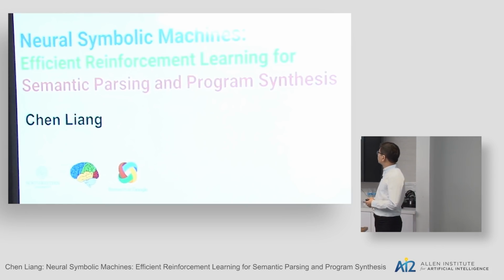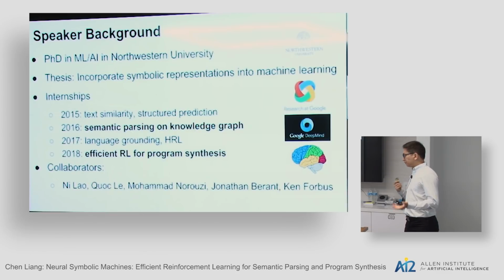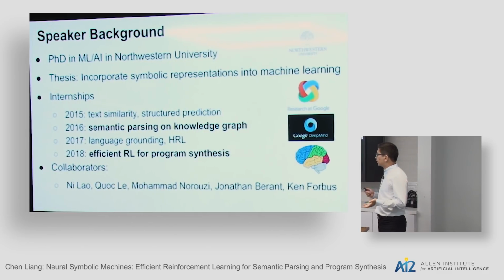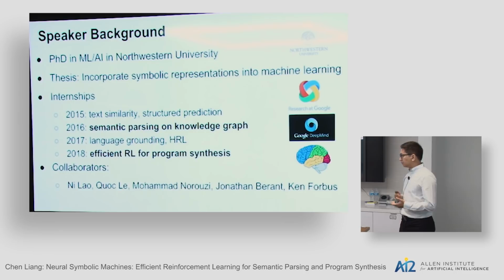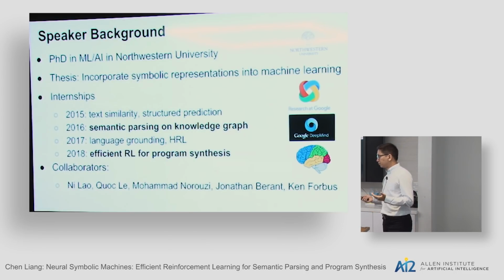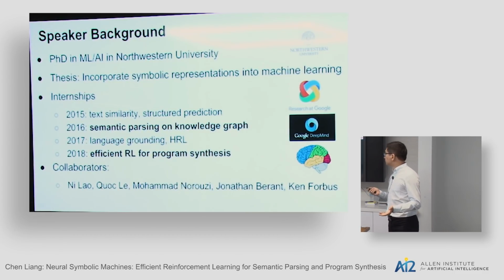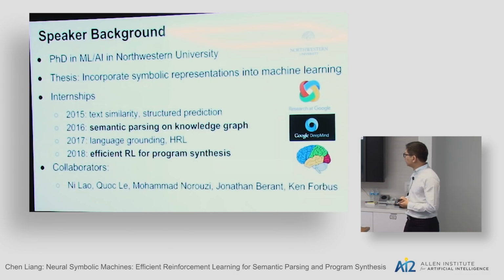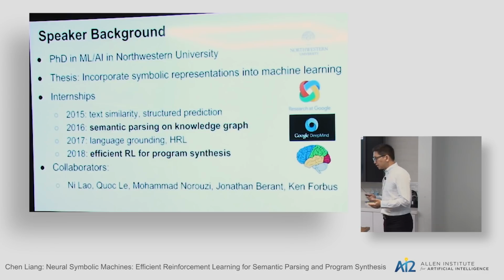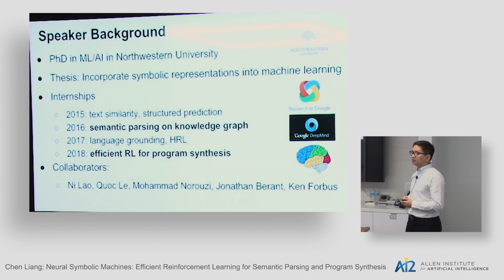Okay, so first something about myself. I'm finishing my PhD in machine learning and AI at Northwestern. And my thesis is about how you incorporate symbolic representations into machine learning. I have done several internships working on text similarity, semantic parsing, language grounding, and also efficient RL for program synthesis in Google Research, DeepMind, and Google Brain. And the work I'm going to present is through collaboration with Ni, Kwok, Muhammad, Jonathan, and my advisor, Ken Forbes.